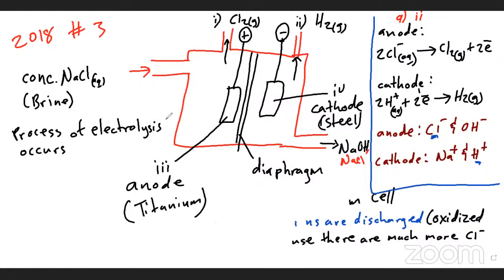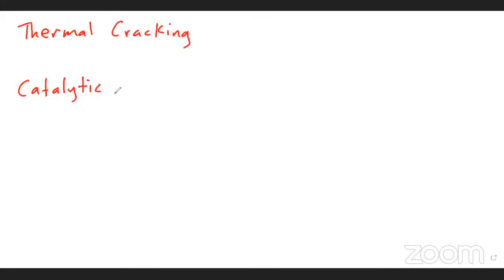Now cracking, I'm just going to remind you of the actual process, just the equation. Let me clear the board. Cracking. What are the two types of cracking? Thermal and catalytic. So we have thermal cracking and catalytic cracking. What are the catalysts? Alumina and silica.